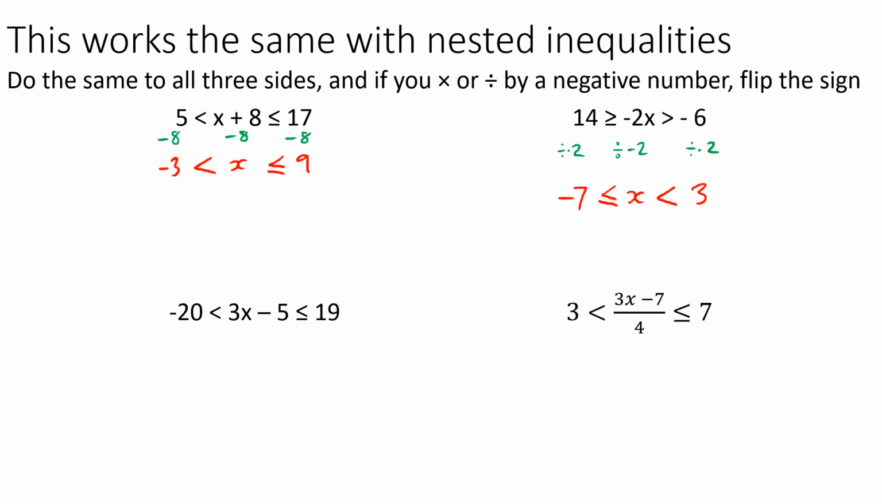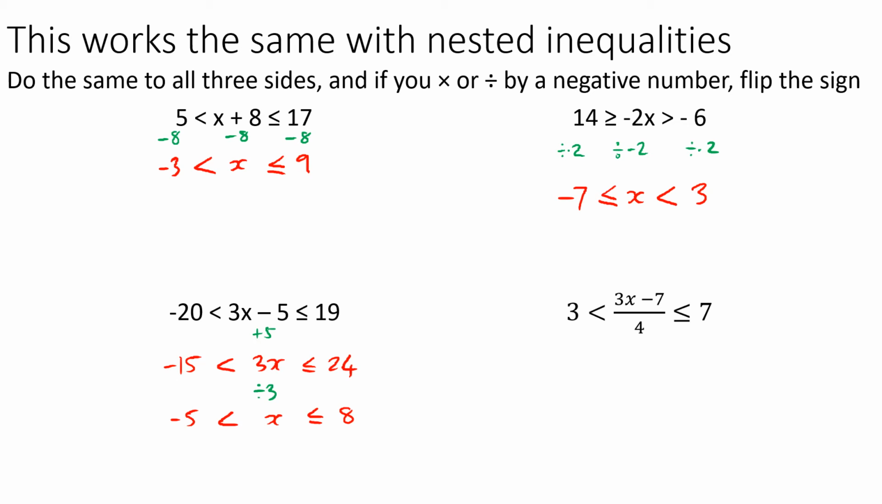What about for our third one here? Well, this is a 2-step. First thing we're going to have to do is add 5 to everything. So we'd end up with minus 15 less than 3x less than or equal to 24. And then we'd have to divide by 3. So minus 5 less than x less than 8. We're in between minus 5 and 8. Didn't have to flip any signs there because I didn't divide by a negative.